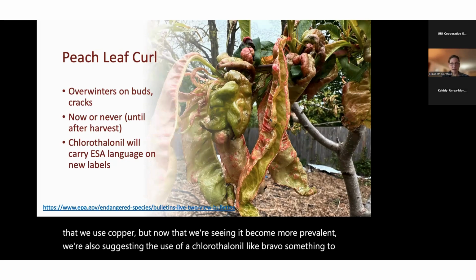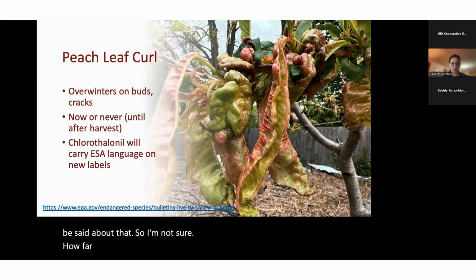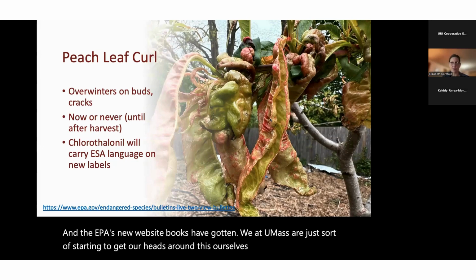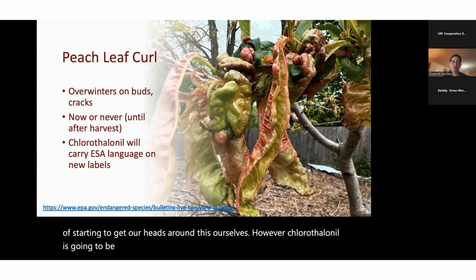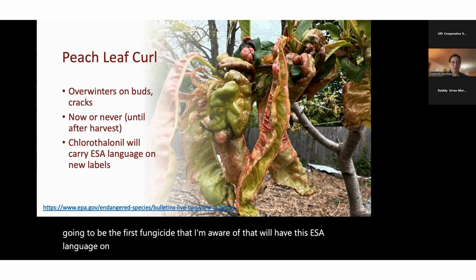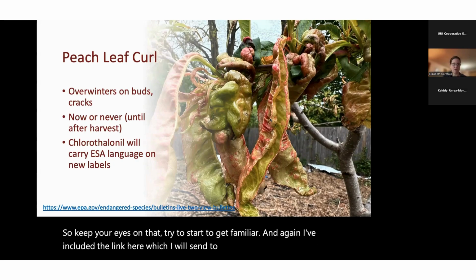Something to be said about that. I'm not sure how far into the discussions around the Endangered Species Act and the EPA's new website folks have gotten. We at UMass are just sort of starting to get our heads around this ourselves. However, chlorothalonil is going to be the first fungicide that I'm aware of that will have this ESA language on the new labels. So keep your eyes on that. Try to start to get familiar. And I've included the link here, which I will send to David and Katie for you all.